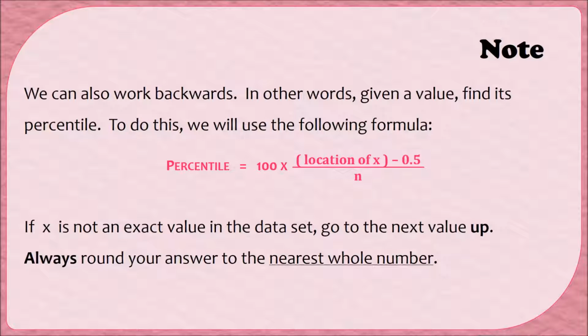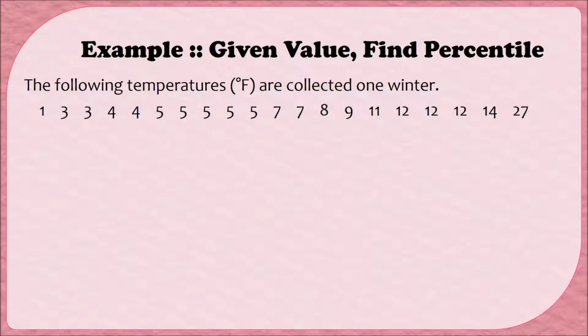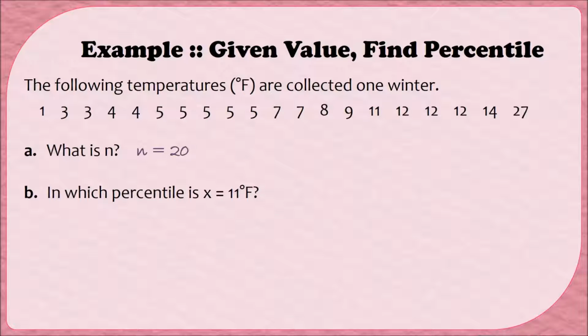So let's do a couple of examples using this method. Here we have the same temperatures as before, and before we can undo this percentile process, we once again need to identify our sample size. In this case, n is still going to be 20. For part B, we've been asked in which percentile is x equals 11 degrees Fahrenheit.